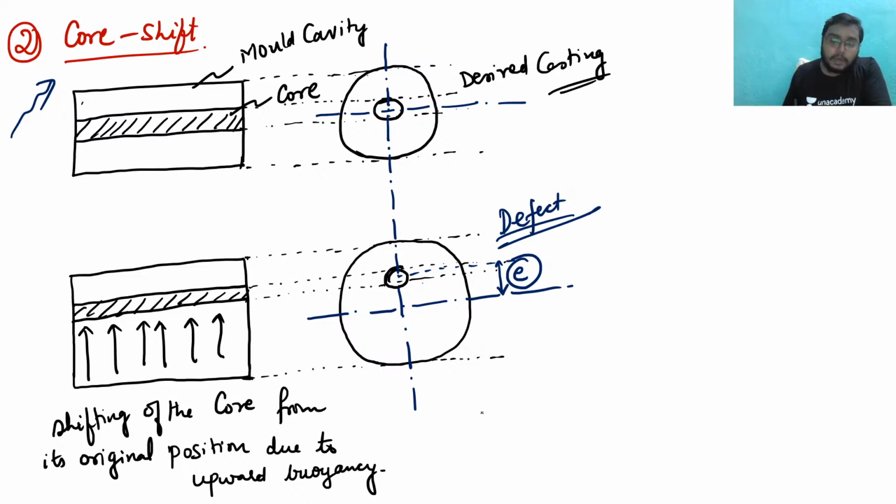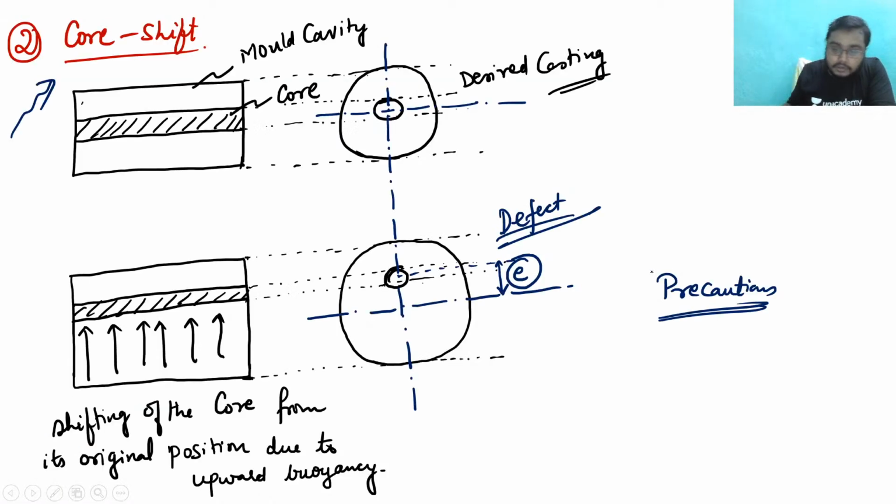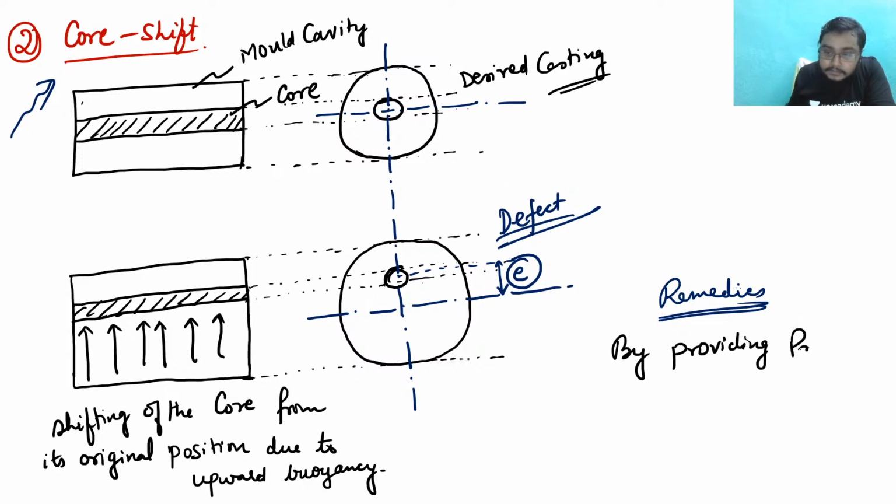Now how can you remove these kinds of defects, or what should your strategy be to overcome these defects? So the precautions that you should take here, or better to say, the remedies. What are the remedies that you can follow here? By providing prints, right? Core prints. So we are providing the core prints.